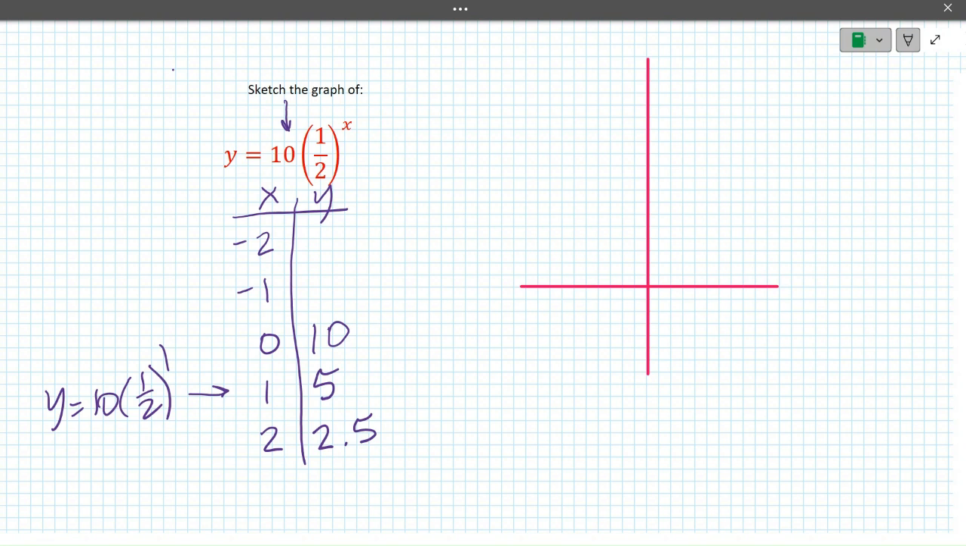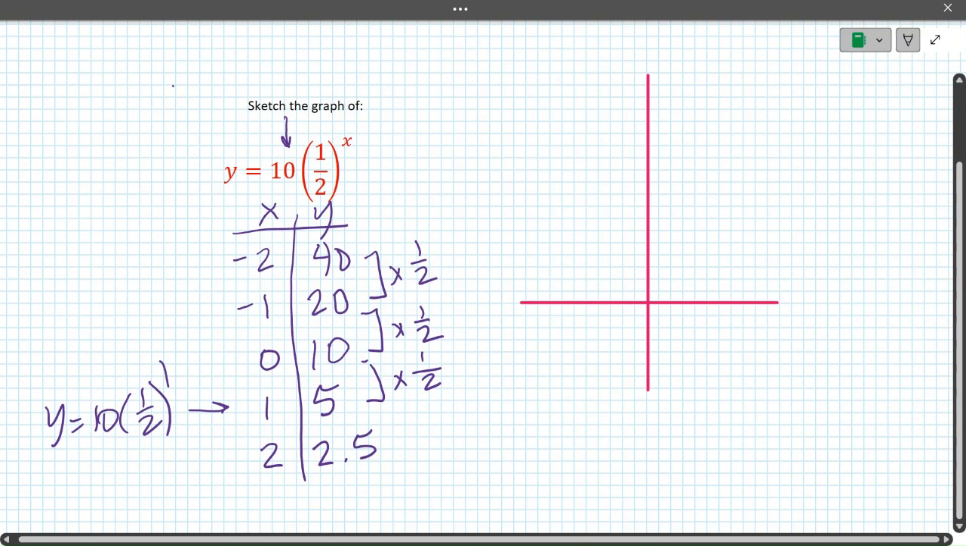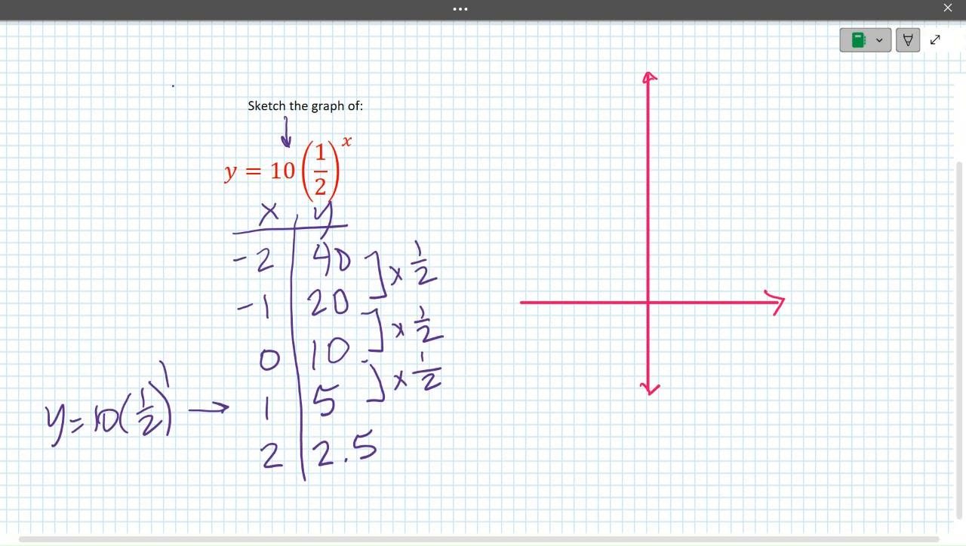Now, 10 had to be half of a value, and it was half of 20. And then 20 was half of a value, which is 40. So if I were to look at this, 40 times half is 20. 20 times half is 10. 10 times half is 5, and so on. Okay, so our range is going all the way from 2.5 to 40, but actually we know this graph is more infinite than that.